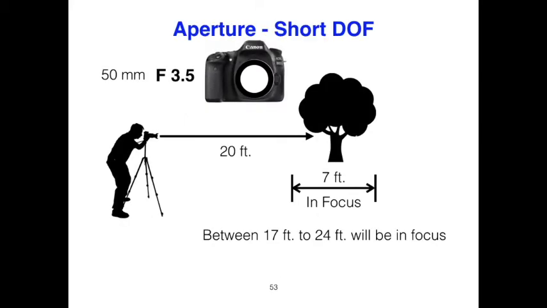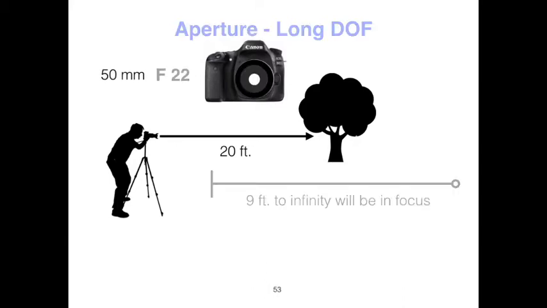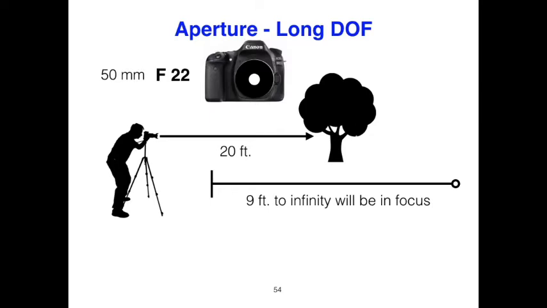In this diagram, a person is photographing an item 20 feet away with an f-stop of 3.5. The lens will only focus on objects between 17 and 24 feet. At the same position, but with an f-stop of 22, the range of what will be in focus is now from 9 feet to infinity.